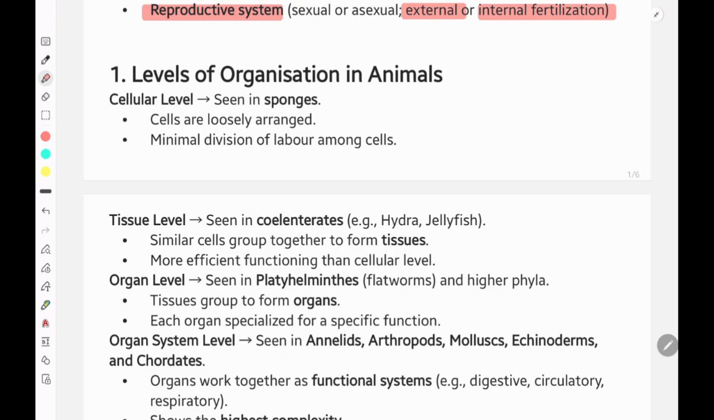So let's start with the first characteristic, the level of organization in the animal kingdom. The organization varies from the cellular to the organ system level. The simplest organization is seen in sponges. It is related to phylum Porifera. Cells are loosely arranged, and there is minimal division of labor among the cells.